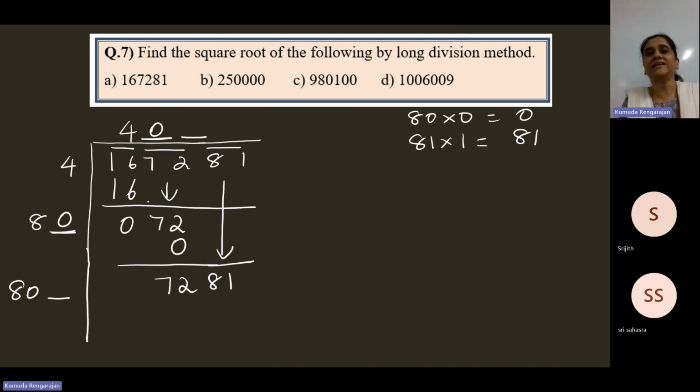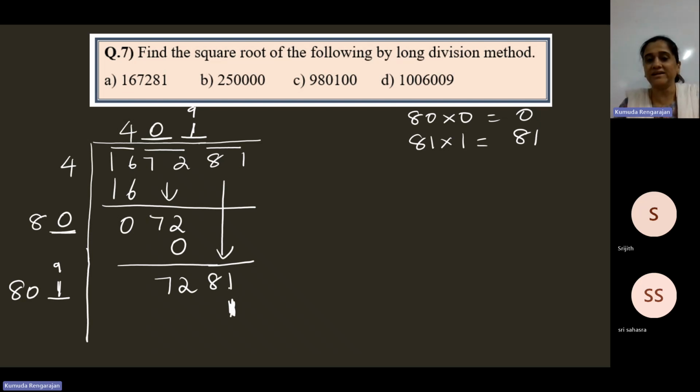Yeah, 9 nines are 81. So you should use a 1 or a 9 here, because 9 into 9 is 81, and you'll get 1 in the units place. Or if you use 1, 1 into 1 is 1. So don't try any other digit. Try the digit 1 or 9 because it's the last step.